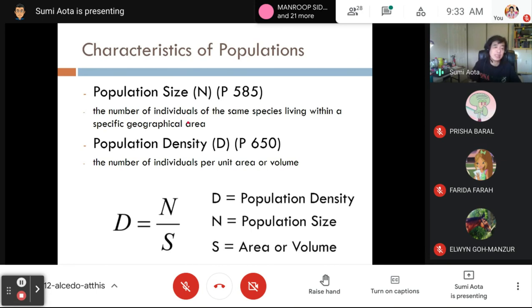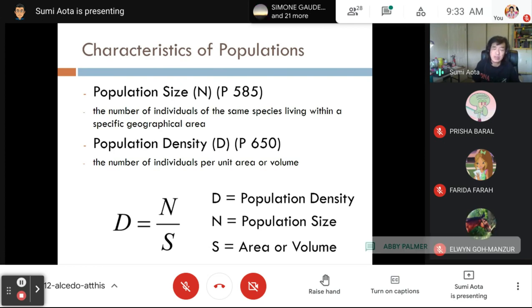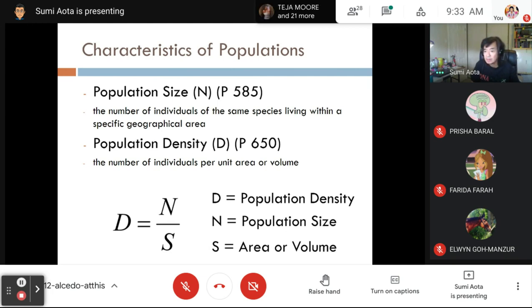Okay, the general equation to figure out density is equal to N, the population size, divided by S, the area or volume. This is the first equation you'll need to know because you'll be playing with it. Now, there's no test on it. Okay, as I said, there's no test on this unit, but you should still be comfortable with the equations so that you know when to use them. Yeah, exactly, Abby. That's true.